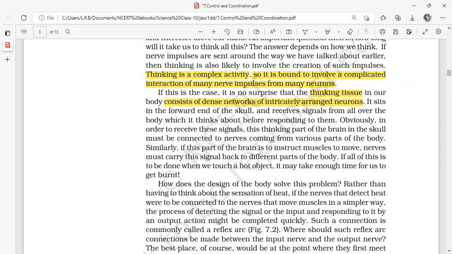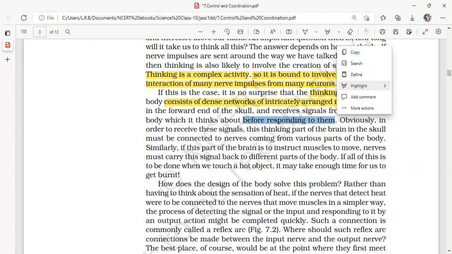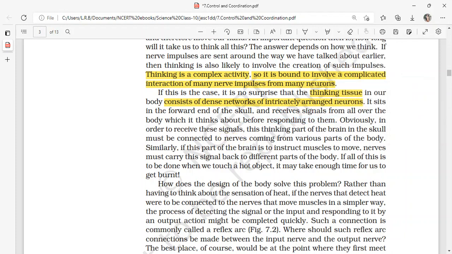It sits in the forward end of the skull and receives signals from all over the body, which it thinks about before responding to them. So before our brain responds to a stimulus or a signal from the environment, it needs to process the information. That is what is meant here by thinking: processing of the information. What type of action is to be taken, and what part of the body must be in action for that response.